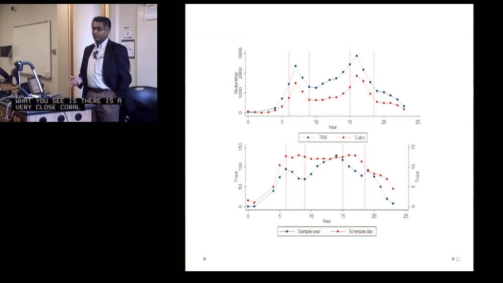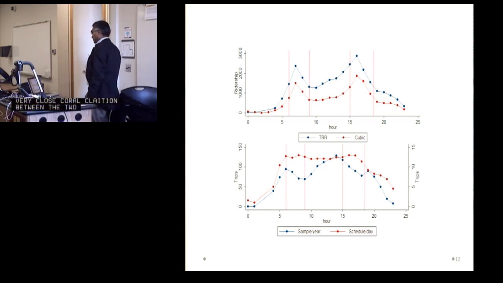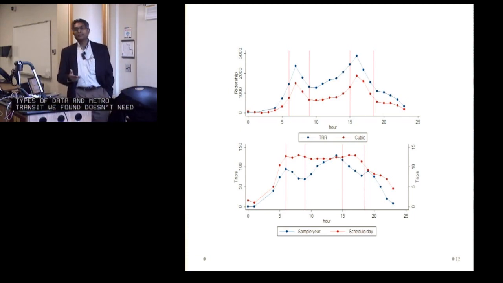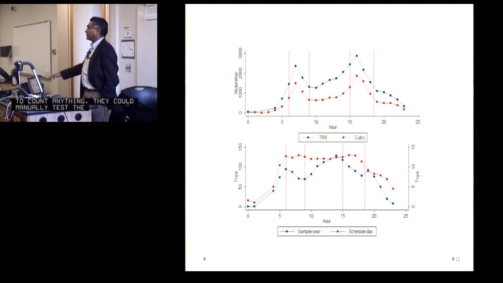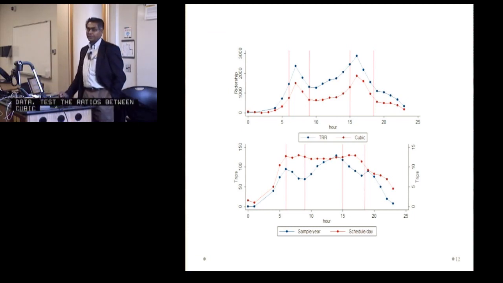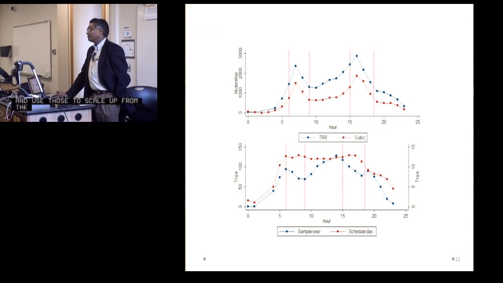And our hypothesis is actually Metro Transit doesn't need to manually count anything. They could just test the ratios between cubic and the total counts from historical data that they've had in the past, and use those to scale up from the automated counts. And every couple of years, they can rerun this experiment to check whether their scaling is correct or not.